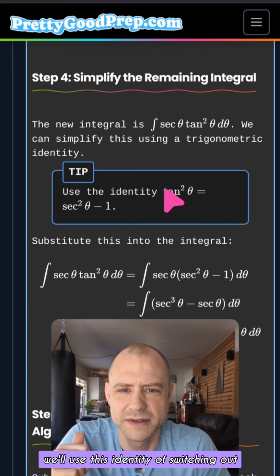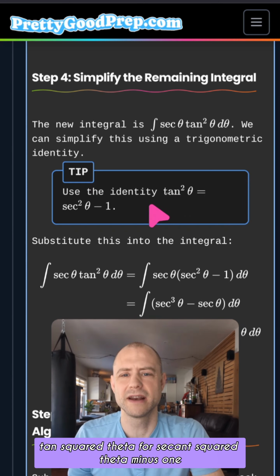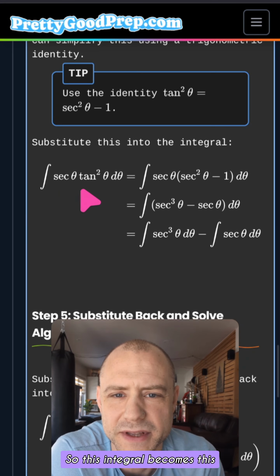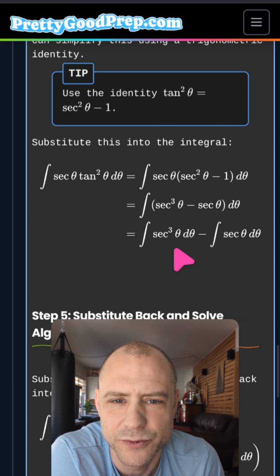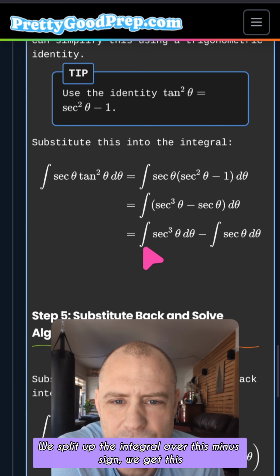And for that one, we'll use this identity of switching out tan squared theta for secant squared theta minus 1. So this integral becomes this. We multiply through the secant theta, we get this. We split up the integral over this minus sign, we get this.